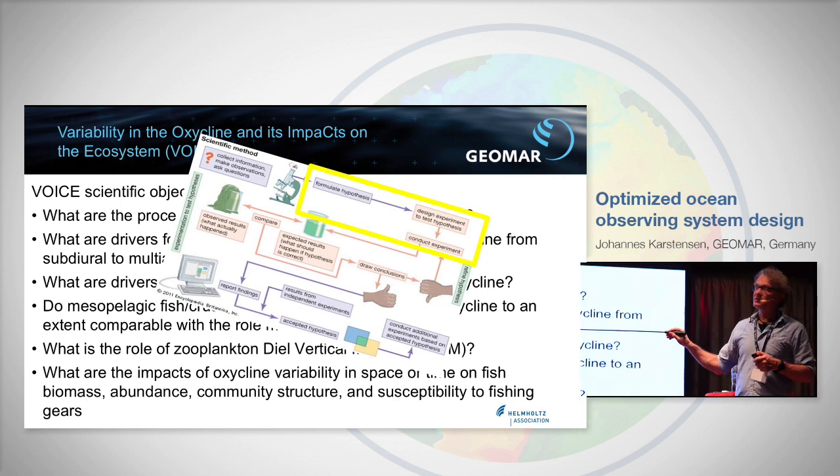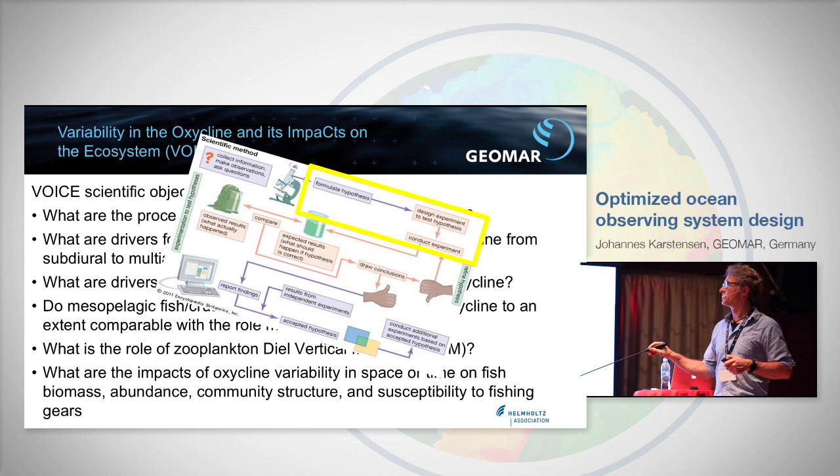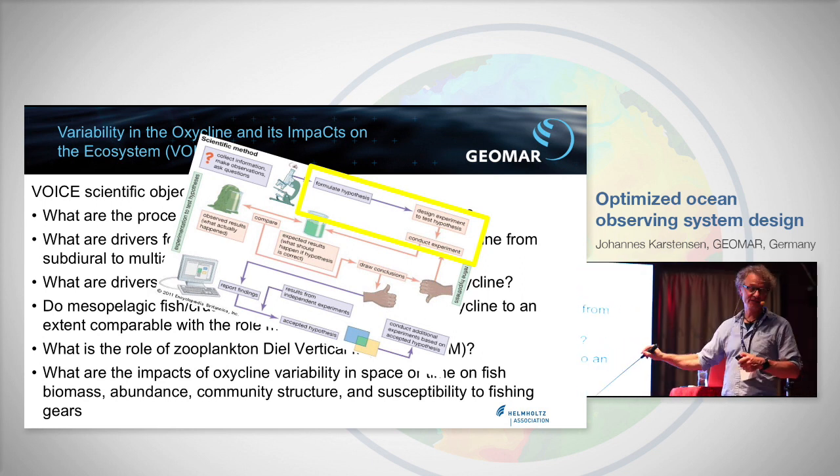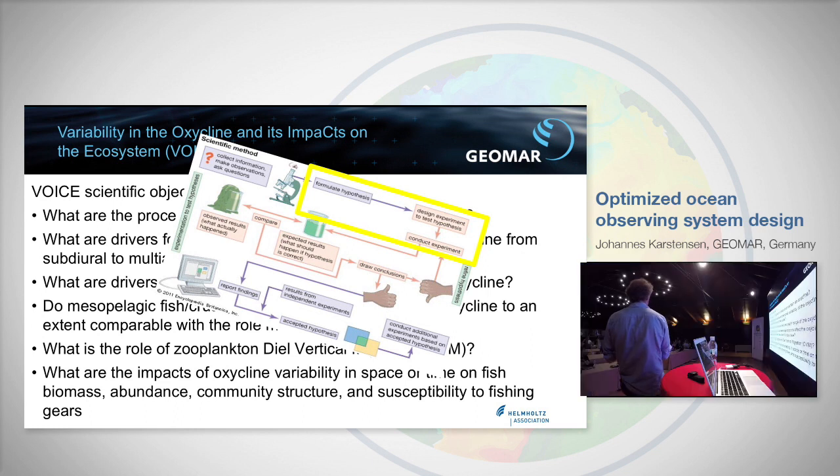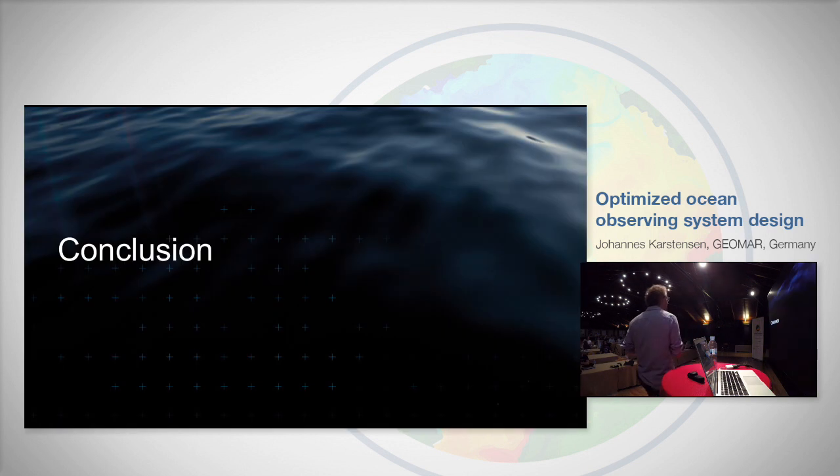So what are actually the drivers of the vertical extent and the depth range? For example, do fish and so forth really affect the oxycline, or is it more the microbes that do it? Is the zooplankton vertical migration somehow involved in creating and maintaining the oxycline? And what is the impact of oxycline variability on biomass abundance, community structure, and so forth, and fishing gear on the oxycline? So we now have to return to this kind of graph, formulate hypotheses for all these little points here, and then bring them into one context.